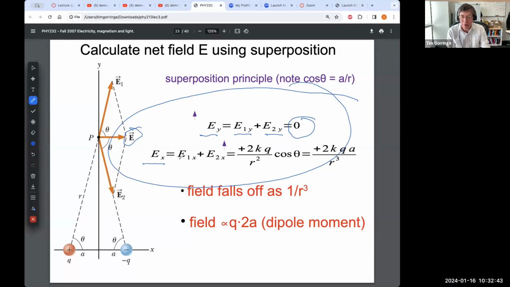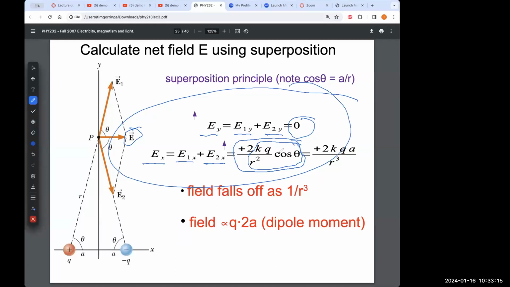What about the x components? Well, the x components will be the sum of E1x and E2x. They were both the same size. They were both kq over r squared, the strength of the individual electrical fields, multiplied by cosine theta. And so the resulting electrical field in the direction to the right, in the horizontal direction, is just 2kq over r squared times cosine theta.